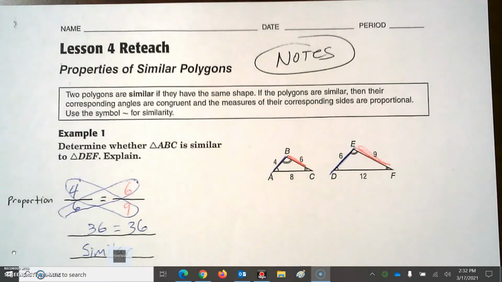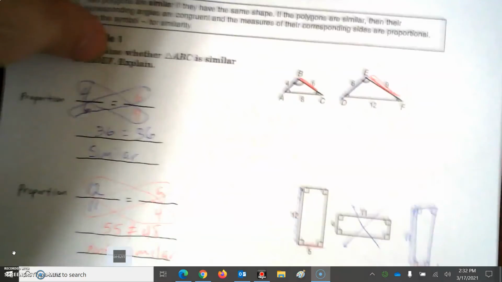the top of the paper, they do have the same shape. The angles are congruent, as I already said, and the measures of their corresponding sides are proportional. And that's the symbol for similar. So these two you can try.